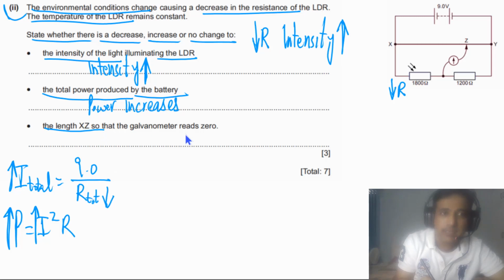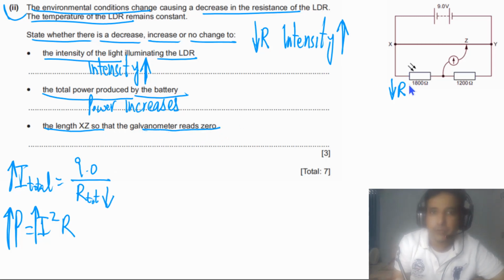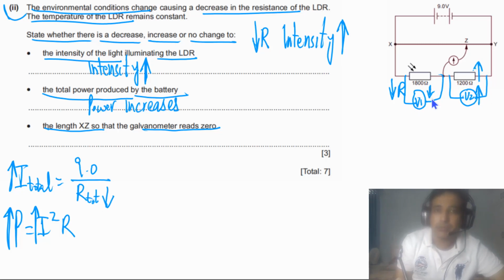The length XC, so that the galvanometer reads 0. So how will this length change? If this resistance decreases, it means that the reading on the voltmeter, so we can connect voltmeter V1 here, also has to decrease. If we connect a voltmeter V2 here, the reading on this voltmeter has to increase. This reading has to increase and this reading has to decrease because the sum of these two PDs is equal to 9.0. So the PD across this one decreased.